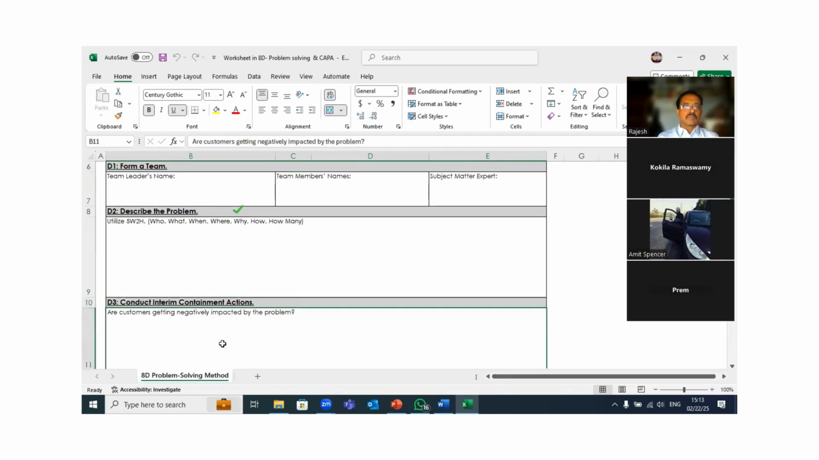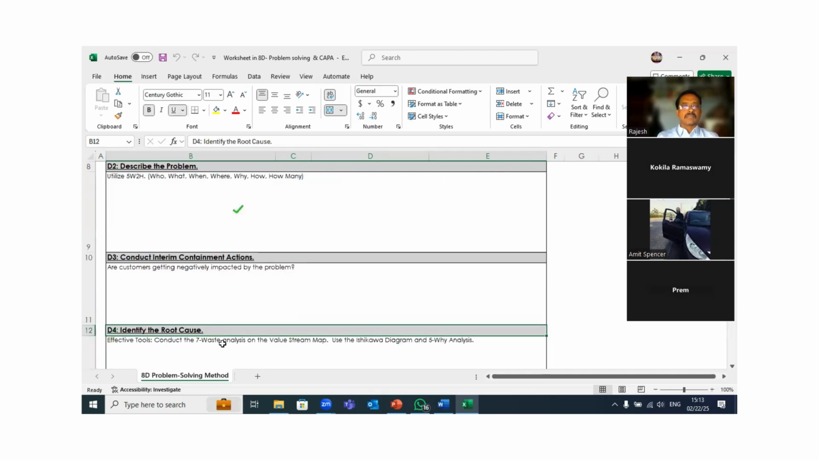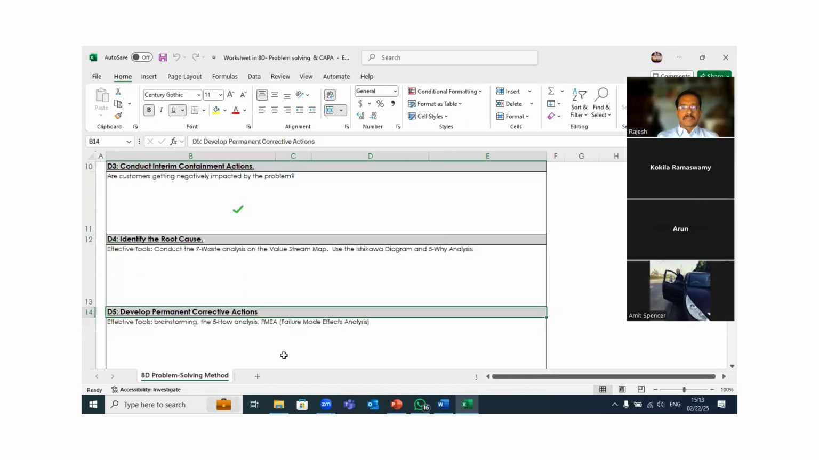And second, what is the interim action I'm going to take, if the customer is getting negatively impacted by the problem. Yes, how many accounts? Then comes your root cause analysis. This root cause analysis is very, very important. So you have to identify the root cause for this particular problem and list down all these items.